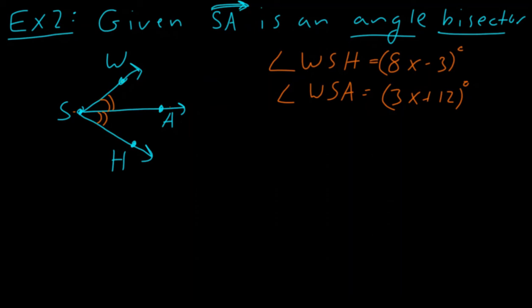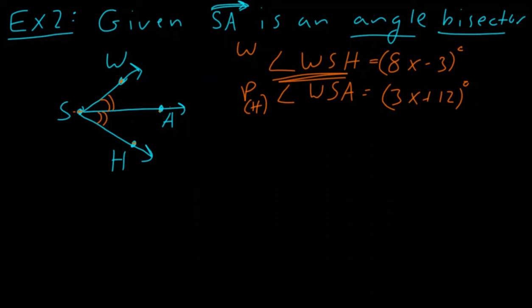But in this case, this is actually slightly different than our previous problem. So let's notice something here. Angle WSH, W to S to H, that is actually the whole angle. And angle WSA, WSA is a part. Or in this case, whenever we're talking about bisectors, it's a half. So what does that really imply?